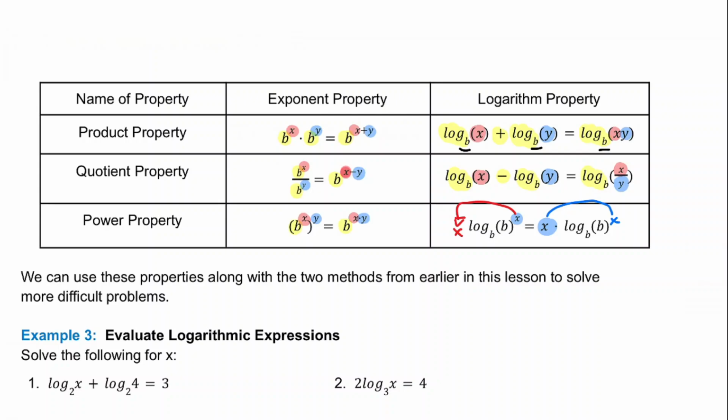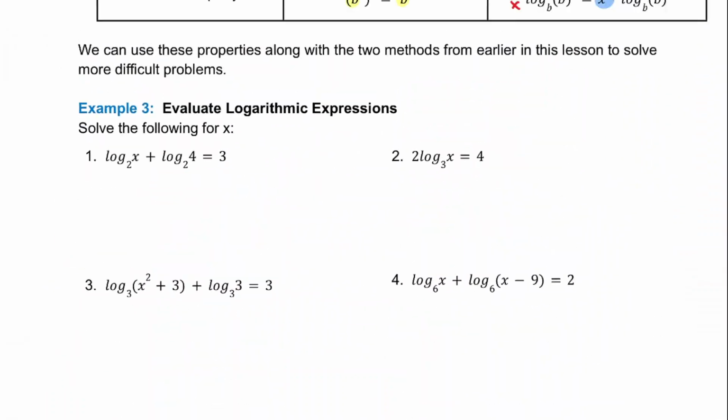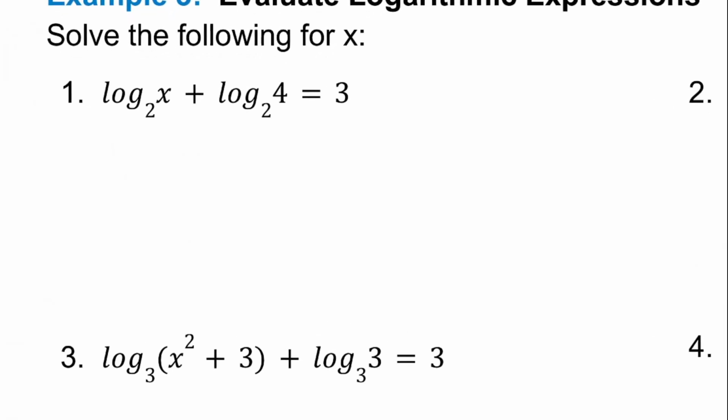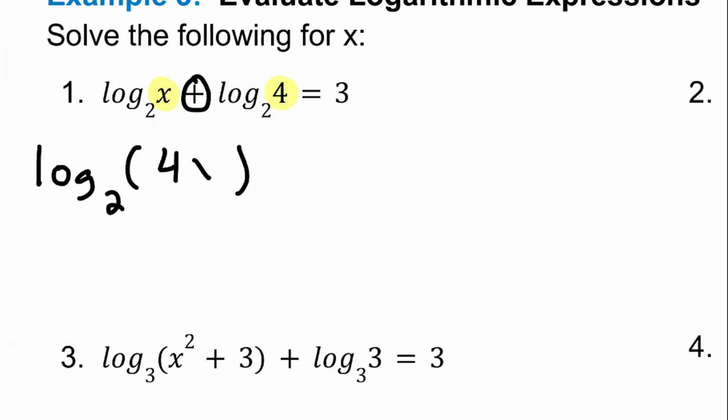So we're going to look at, I think there's 8 examples down here, 4 of each. Looking at this first one, they give us two different logs. Log 2 of x plus log 2 of 4 is equal to 3. If I'm adding these two logs together, I can combine them into one logarithm and multiply the insides together. What do I get if I do 4 times x? I get 4x.